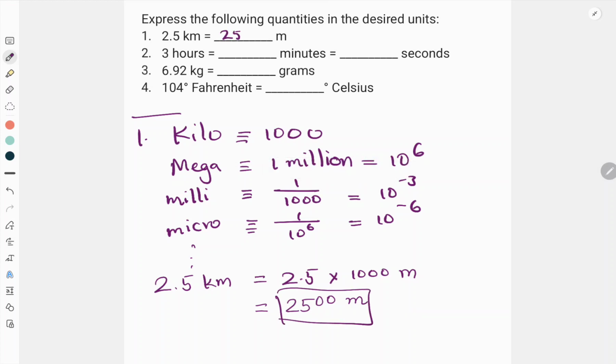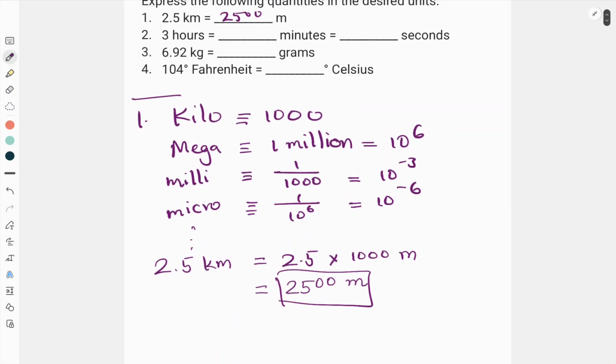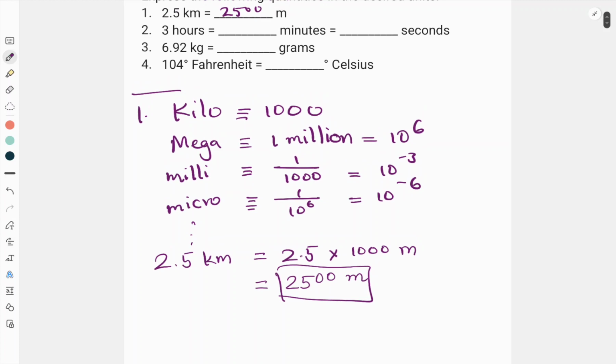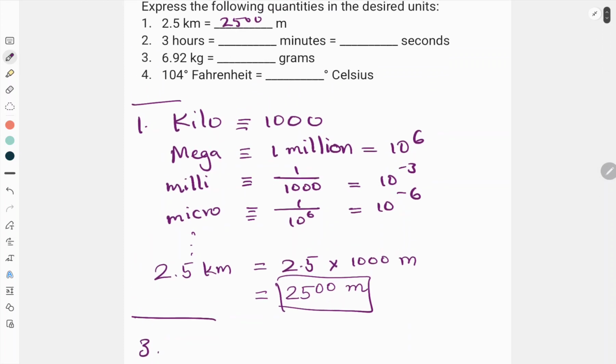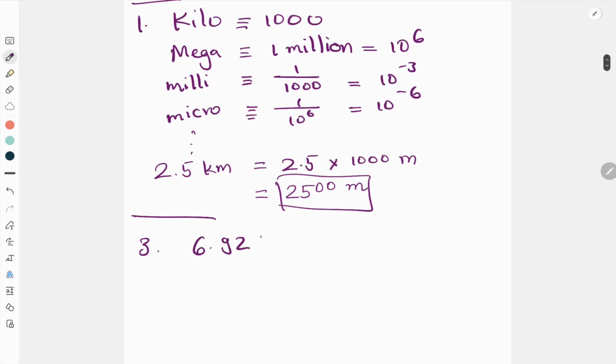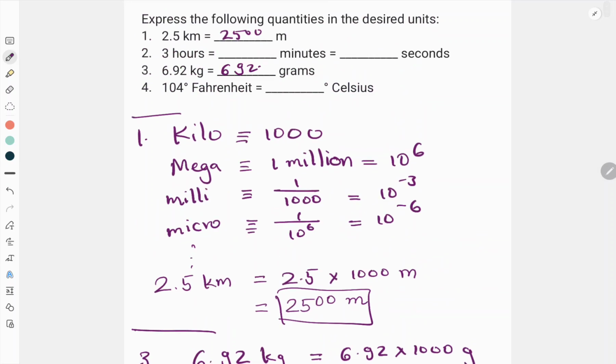So let's write this down, 2500. This was straightforward. Let's do another one that is straightforward in the same vein. Let's do the third one first. We want to convert kilograms into grams. 6.92 kilograms is how many grams? That's the question. So again, kilo means 1000, so it is 6.92 times 1000 grams, which is 6,920 grams.